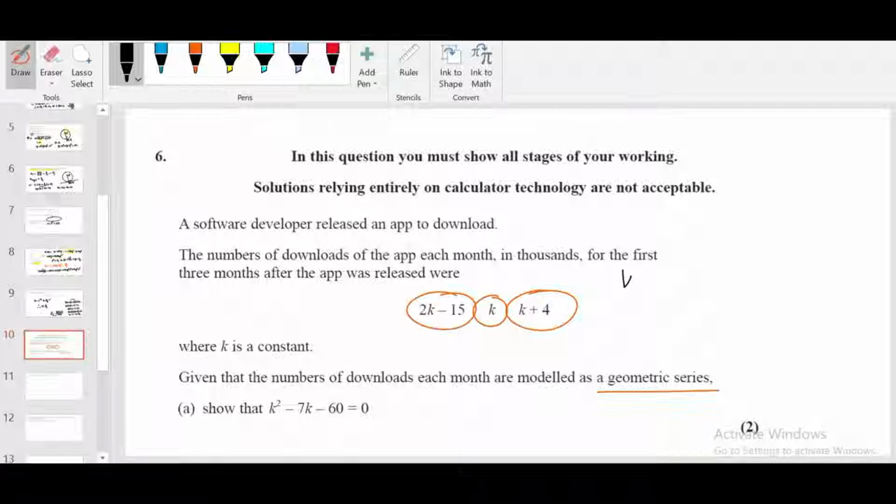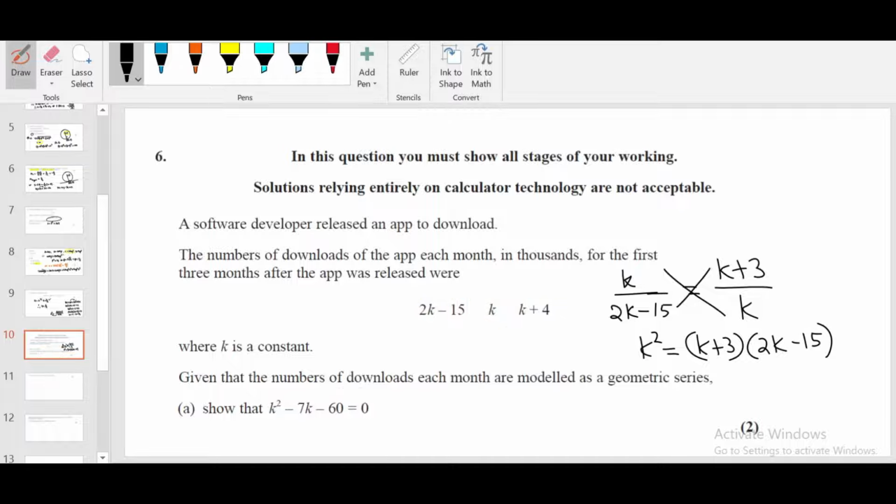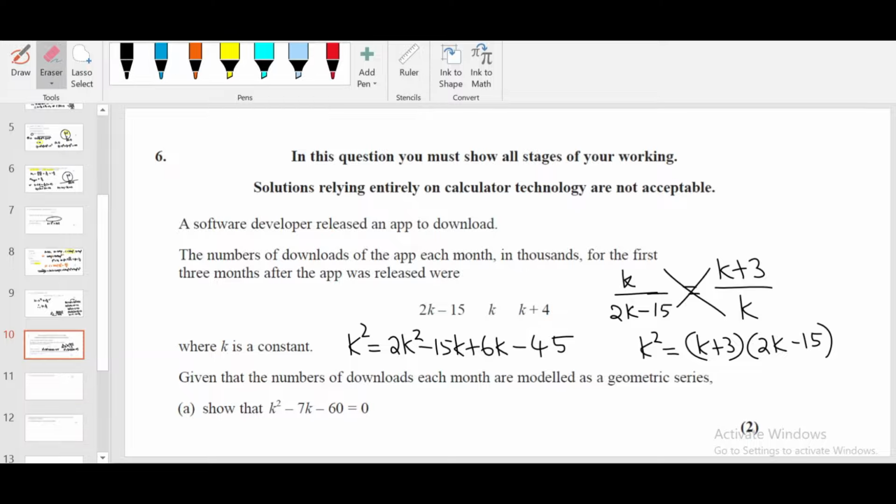In a geometric series, the second term divided by the first term gives you the common ratio, which will be the same as the third term divided by the second term. Cross multiply and you get this equation: k squared is equal to (k plus 3) times (2k minus 15). So k squared is equal to 2k squared minus 15k plus 6k minus 45. It's k plus 4.